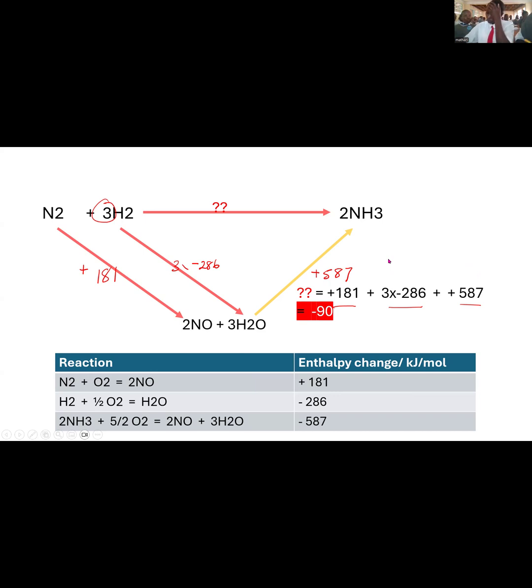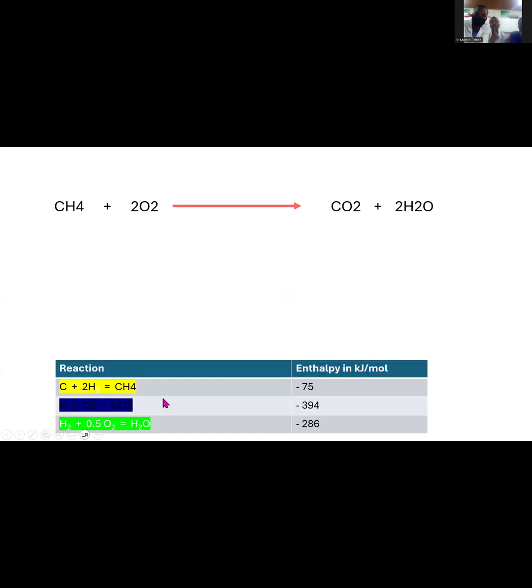Now, a lot of people will look at that and think, I cannot do that. But you will be able to. So what I want you to do, I'm going to show you just in the last few minutes another example, and we'll see if it makes sense. So in this one, we are trying to work out methane burning in oxygen. Now we know the answer is about 890, carbon dioxide and water. Here's the data I have.